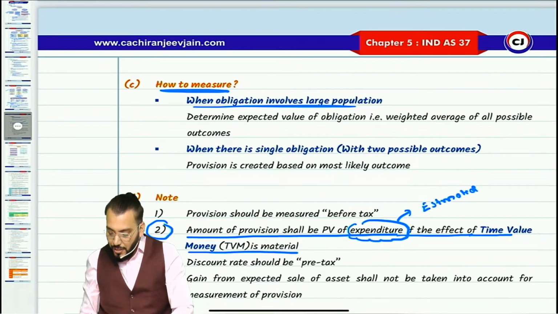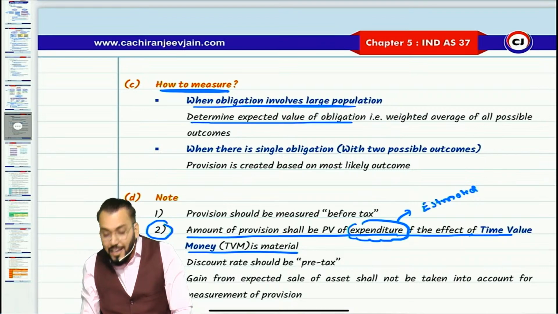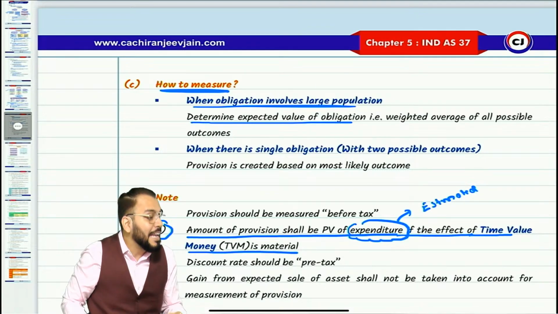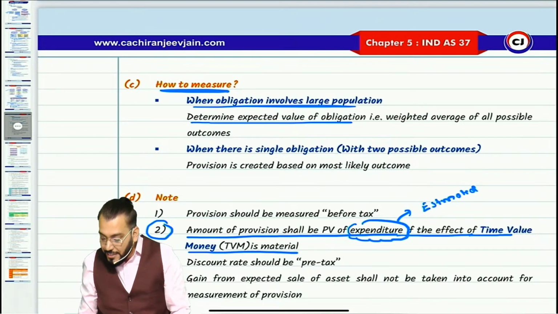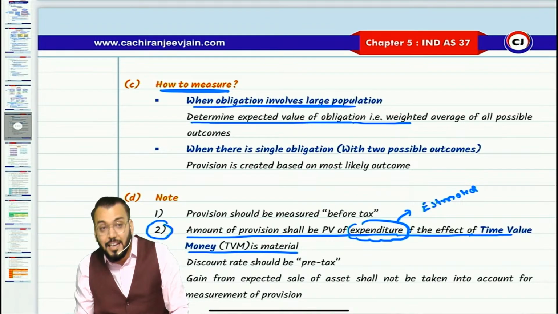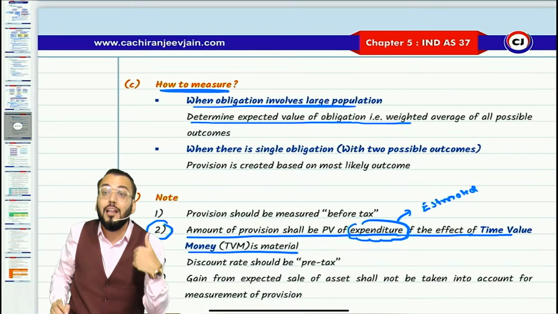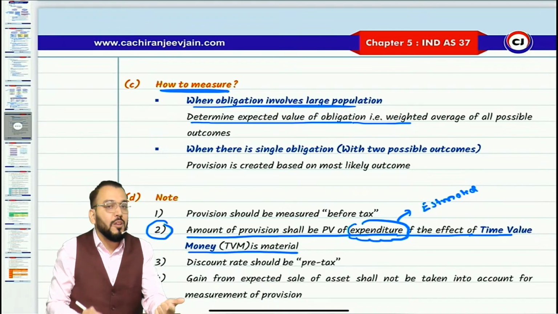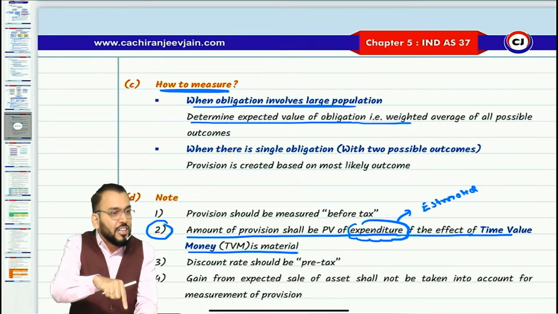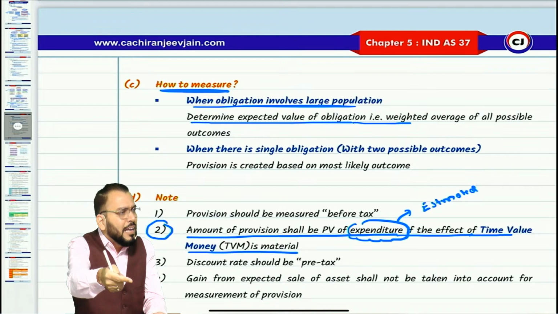Large population. Then determine the expected value of obligation. They determine what? Expected value of obligation. Expected value of obligation is nothing but the weighted average of all possible outcomes. These possible outcomes will be either calculated from past transactions or from expert opinion.